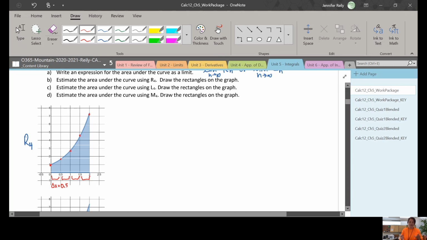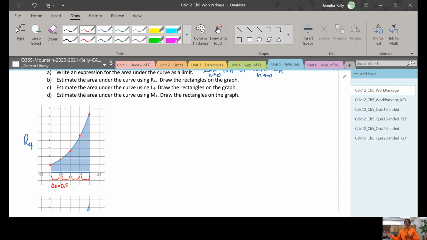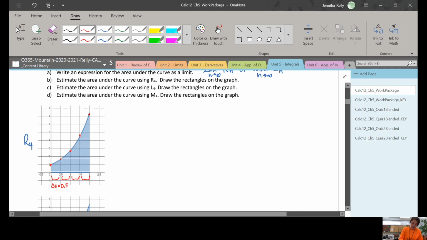And we're going to be drawing our rectangles. So for R4, the way I like to draw my rectangles is from the right side. That helps me remember where the rectangle should go. So I'm starting on the right side, and I'll draw my rectangle down like this.